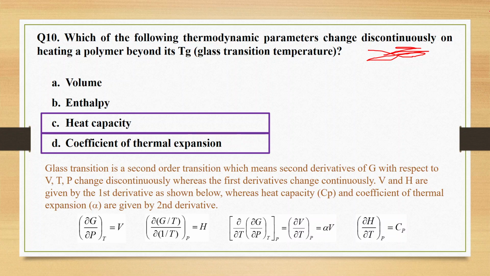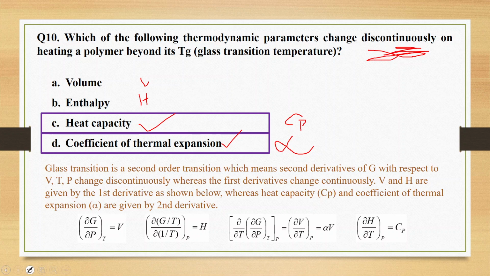You already know this, but let me explain it for those who haven't understood. The options were volume, enthalpy, heat capacity, which means your Cp, and coefficient of thermal expansion, which means alpha. You also need to know their symbols as well as what they are called, because in the exam the symbols might be given and if you don't know that Cp means heat capacity or alpha means coefficient of thermal expansion, you won't be able to answer it. So remember their symbols as well as their meaning.